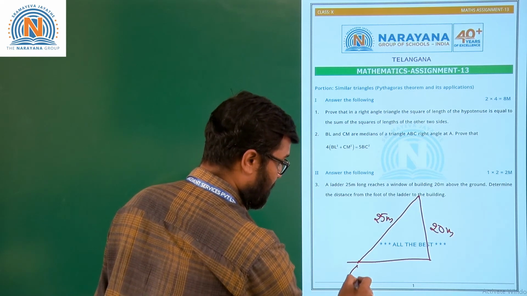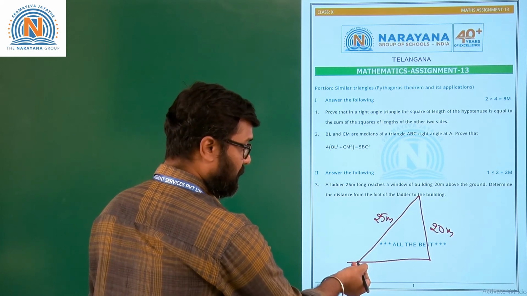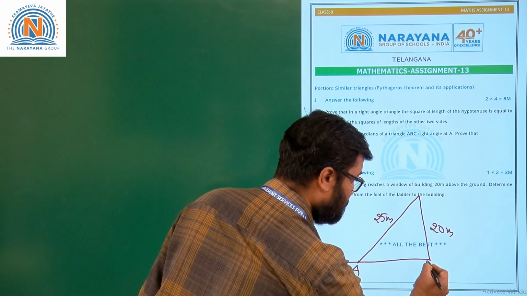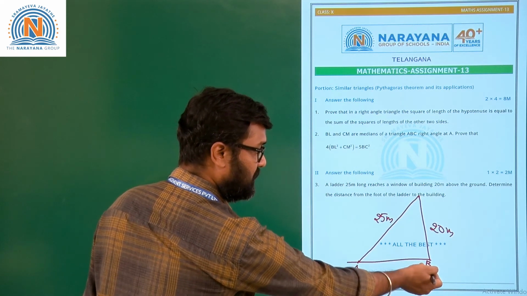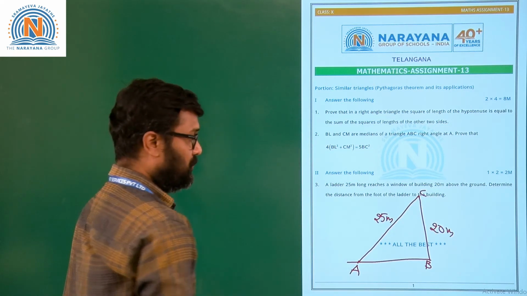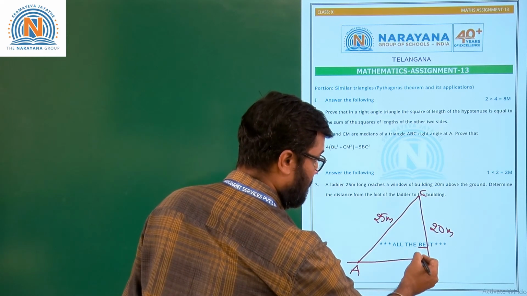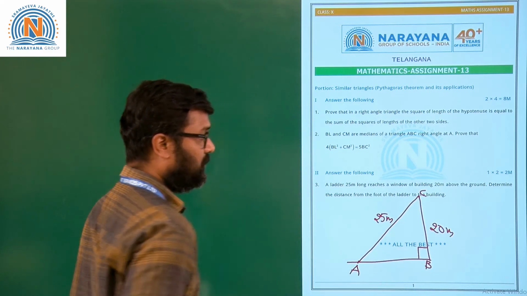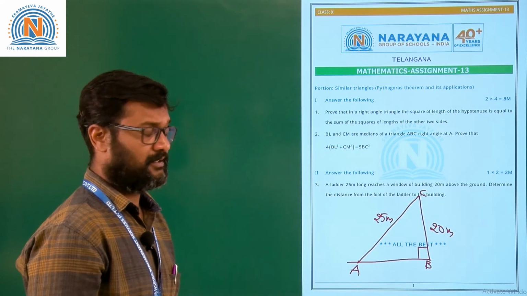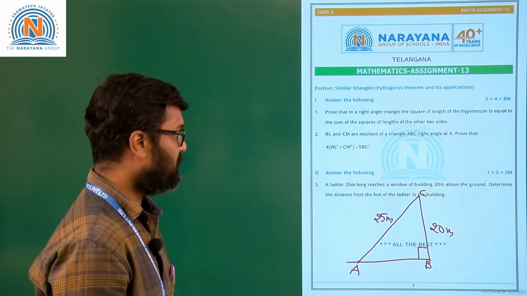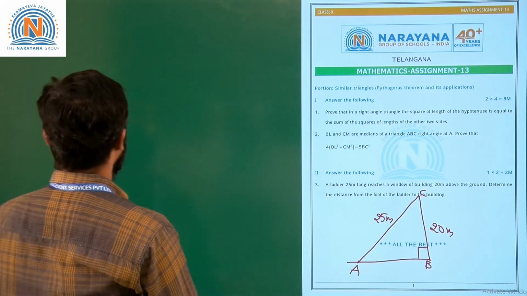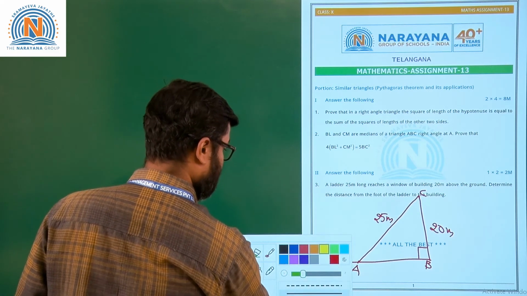So this is the foot of the ladder, let's name it as A. The distance from the foot of the ladder to the building. Here this is the foot of the building, let's name it as B, and this is C, where the window is. So ABC forms a right angle triangle. This is the 90 degrees. So in a right angle triangle, we can use what, children? Pythagoras theorem. That is, hypotenuse square is equal to the sum of the squares of the other sides. So now let's use that theorem here.